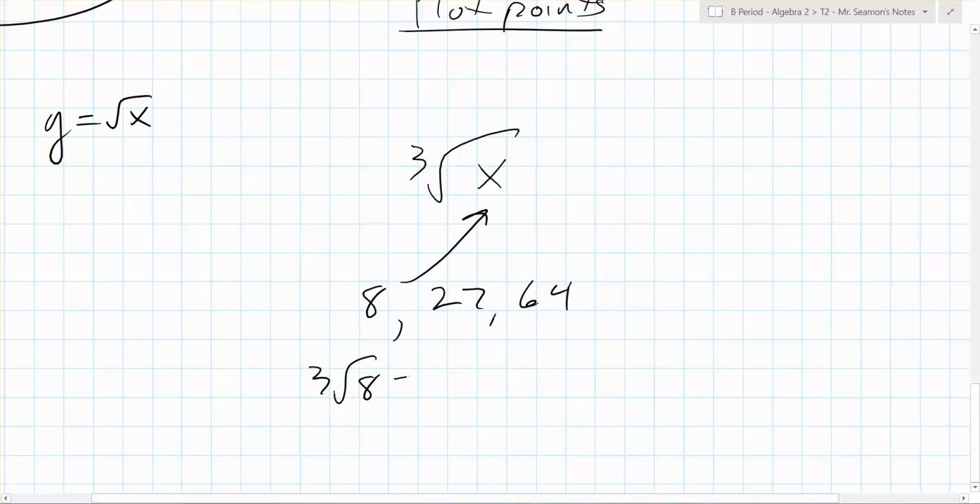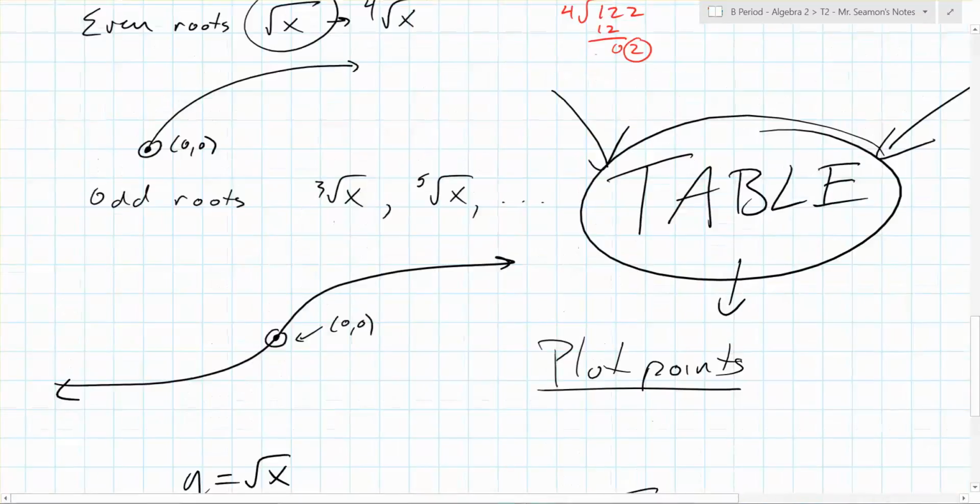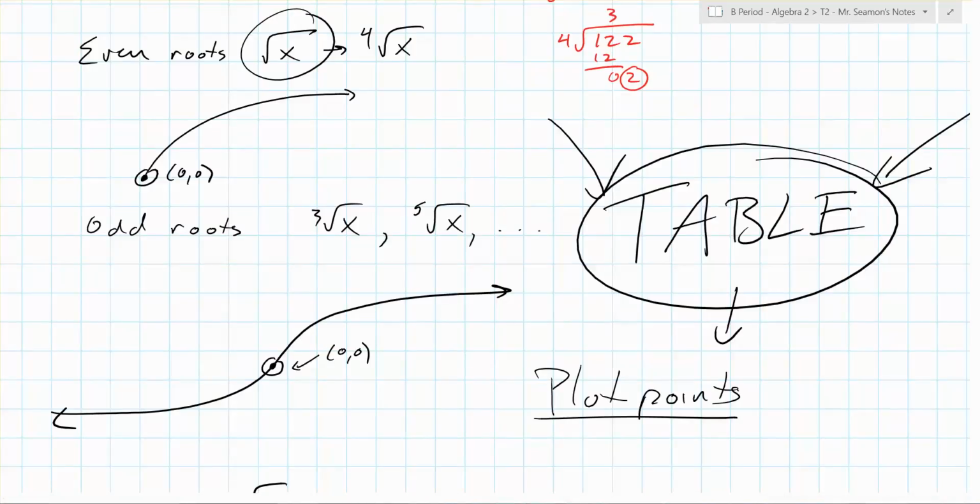What's the cube root of 8? 2. What's the cube root of 27? 3. That's why these are good numbers to plug in. Should you plug in like 18? No. So choose nice numbers. I'm not going to ask you really hard graphing questions. The biggest thing, again, is that you need to know the general shape. And if you get lost, plot some points. None of the graphing questions should take you more than 60 seconds.